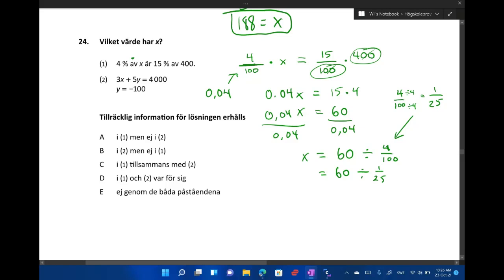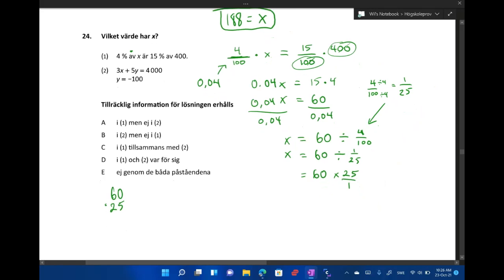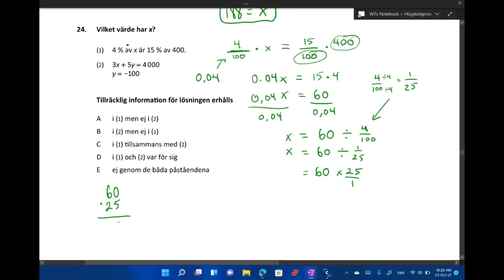When we divide fractions, we flip the second fraction and multiply. So we have 60 times 25 over 1. And 60 times 25, let's see. 0 times 5 is 0. 6 times 5 is 30. I'm going to move over. 2 times 0 is 0. 2 times 6 is 12. When I add these up, I get 1,500. So the value of x is 1,500.